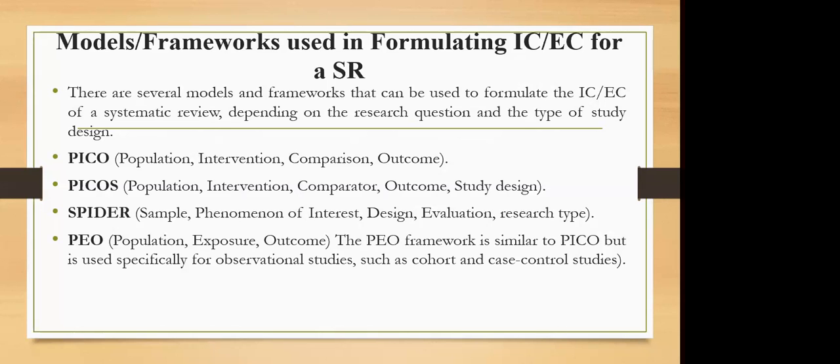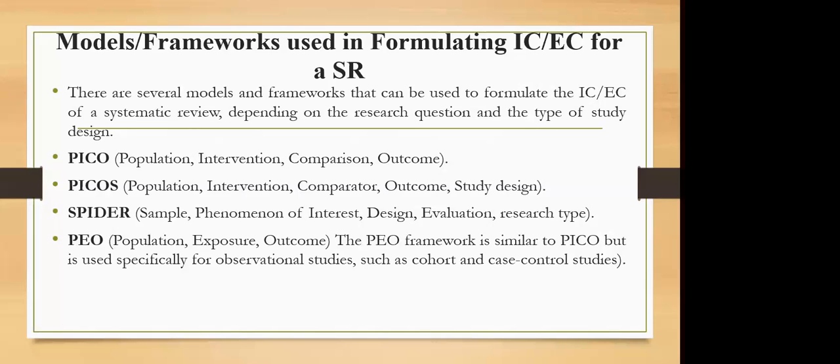For the sake of this lecture, we have the PICO. The PICO is known as population, intervention, comparison, and outcome. So depending on the nature of your research question, you have to look at the PICO. You take out the characteristics and formulate your inclusion and exclusion criteria. We're going to show that further in an example.